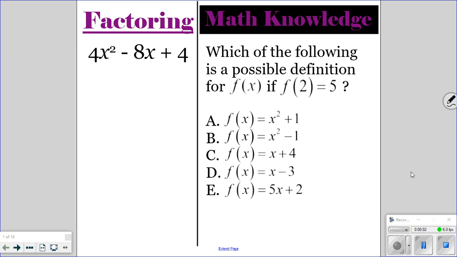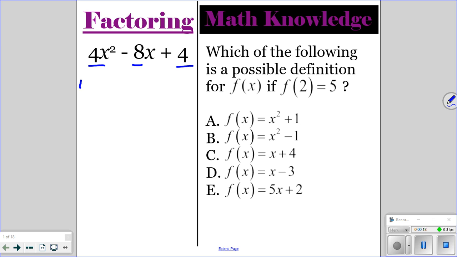All right, so y'all go ahead and do the factoring and the math knowledge question for today. Pause the video, and then once everyone is finished, you can unpause the video and I'll go over the correct answers. So for the factoring, we're not gonna do remove, replace, reduce because all of these are divisible by 4.